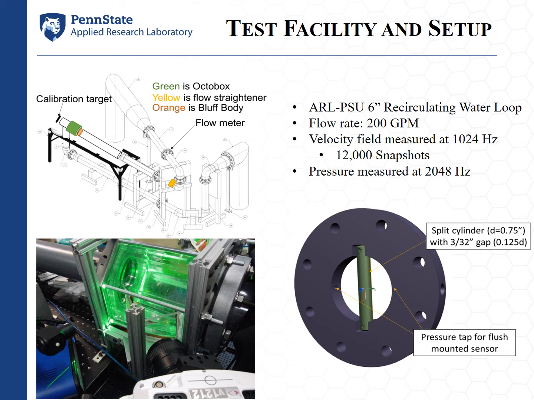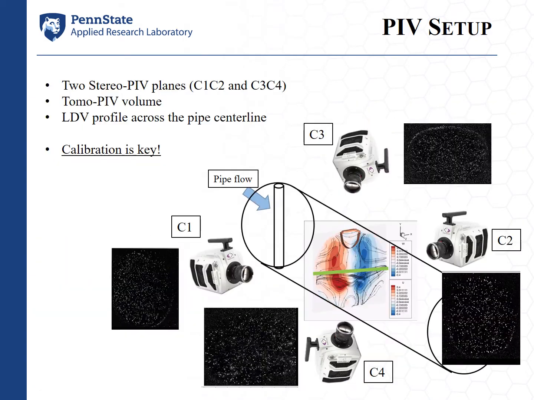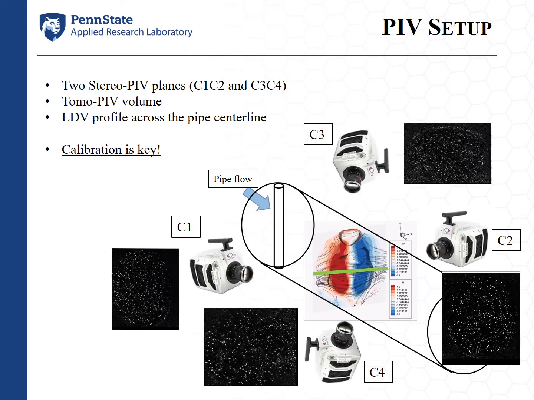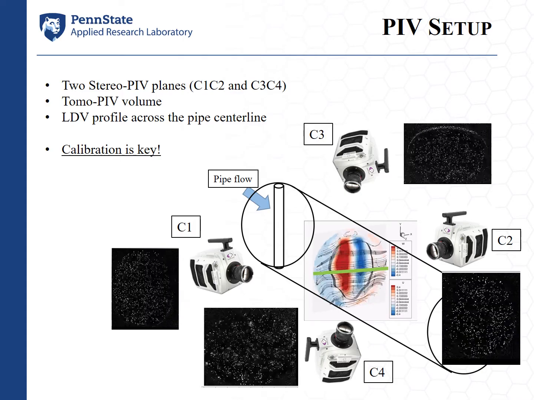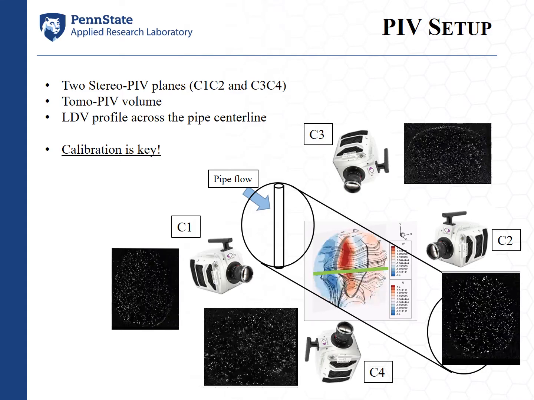So the reconstructed volume that results from the tomographic PIV is a thin disc across the pipe section, and just for reference, the flow rate in this experiment was 200 gallons per minute. The velocity fields were measured at 1024 Hertz for 12,000 snapshots, and the pressure was recorded via the pressure transducers at 2048 Hertz.